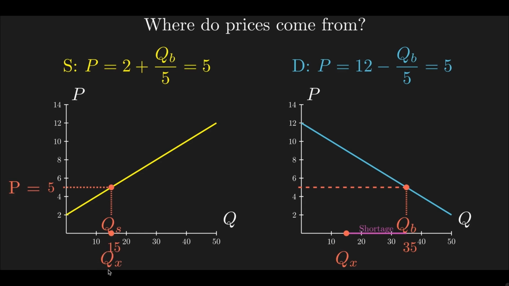We're going to call the quantity that's actually bought and sold in this market the quantity exchanged, QX. And QX in this case is just the minimum of the number of things that are brought to market and the number of things that are demanded. So because there's only 15 units brought to market, even though 35 people want, the quantity exchanged is actually only 15. So we can visualize the shortage as this purple line.